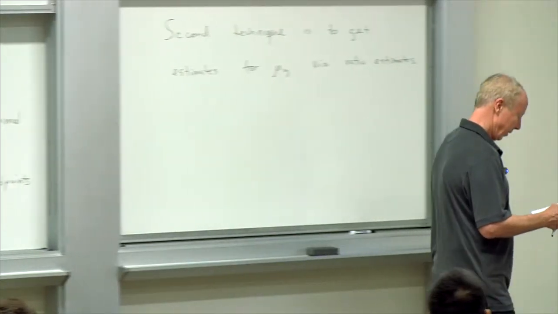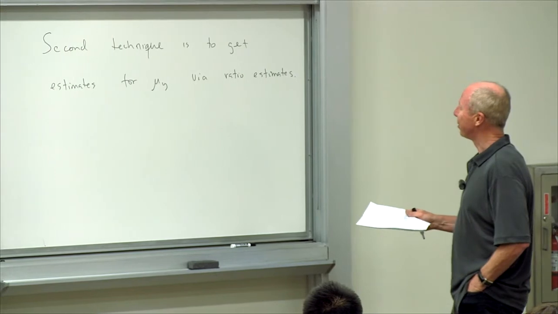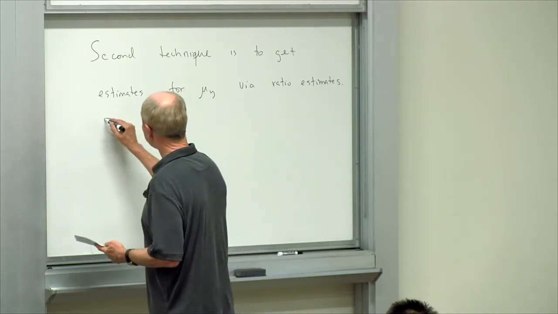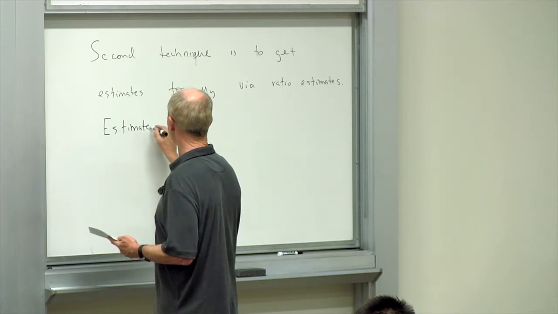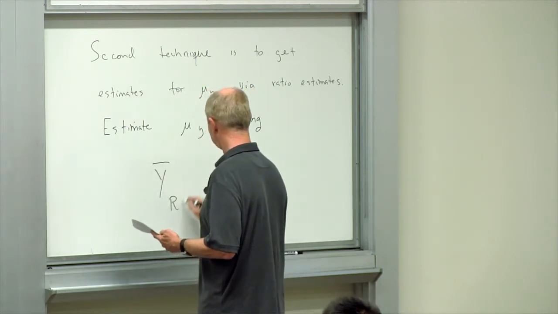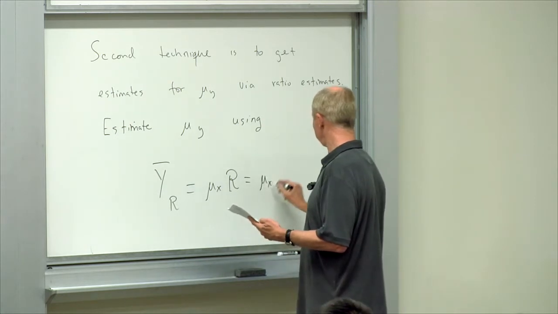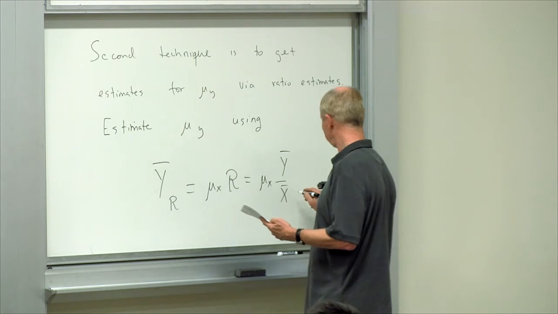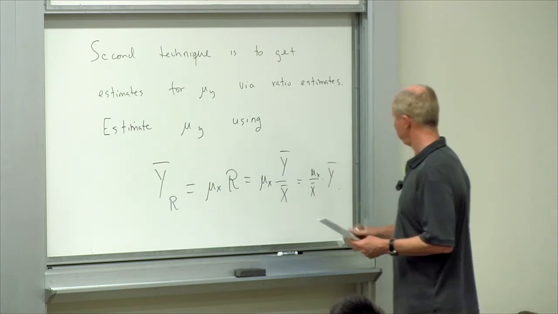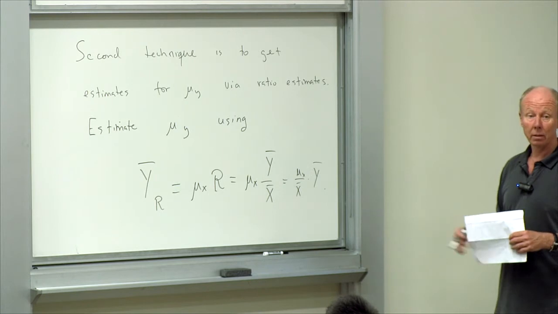All right. Meetings will resume. Let's do the second technique, which is to get estimates of u sub y by ratio estimates. Okay, so here we get that.